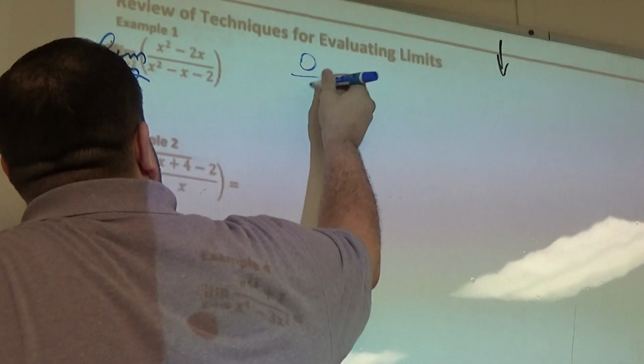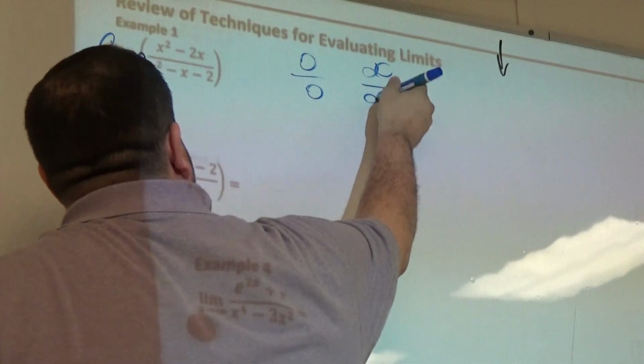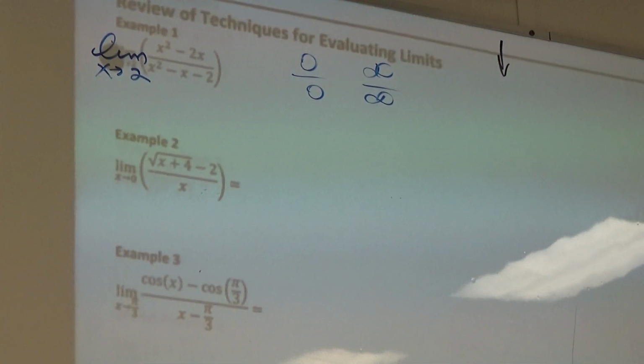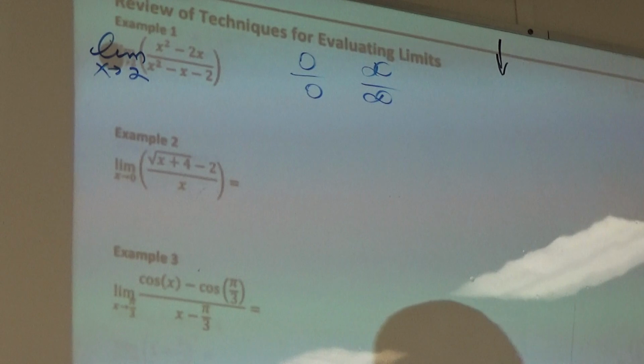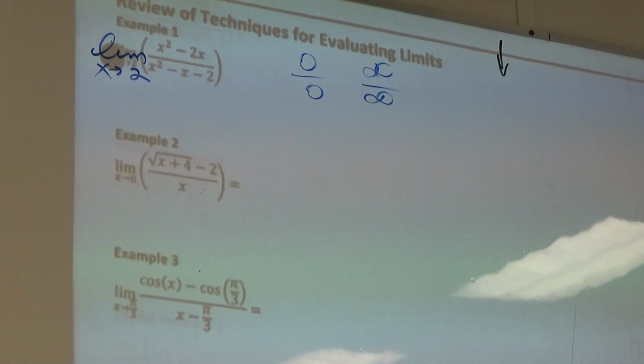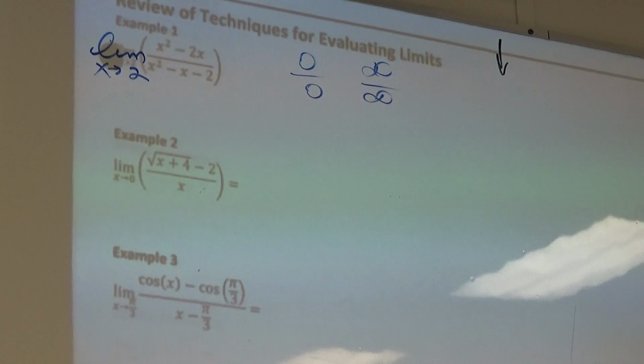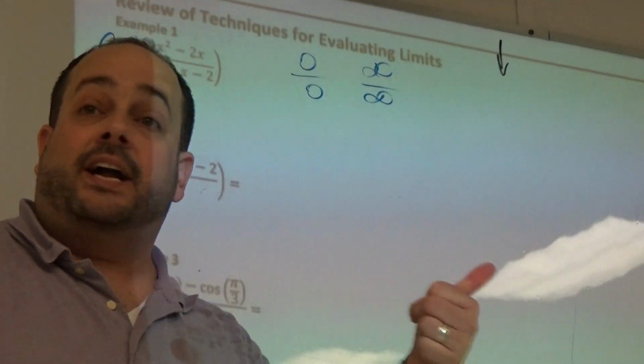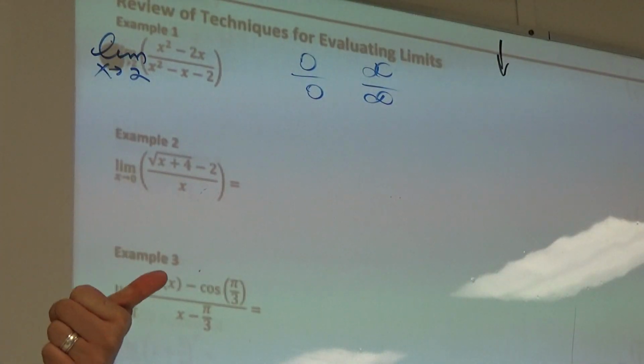Okay, if you get 0 over 0, or infinity over infinity, we used to call those the indeterminate forms. We liked plugging in, but plugging in doesn't always work. If you get an indeterminate form, we had some tricks. What were some of the things that you would do? Maybe you could factor and cancel. That was a thing. What else?